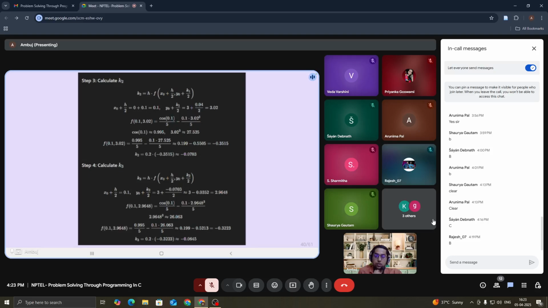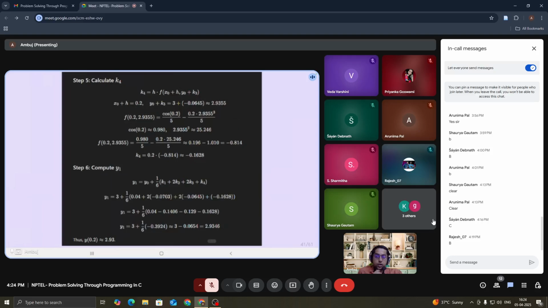26.063. Then you try to calculate f of 0.1 comma 2.9648, which you will get as minus 0.0645. Then try to calculate k4. K4 is h into f of x naught plus h, y naught plus k3. X naught plus h is 0.2, y naught plus k3 is 3 plus 0 minus 0.0645, that is 2.9355.